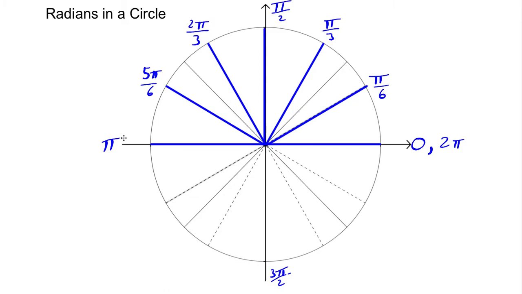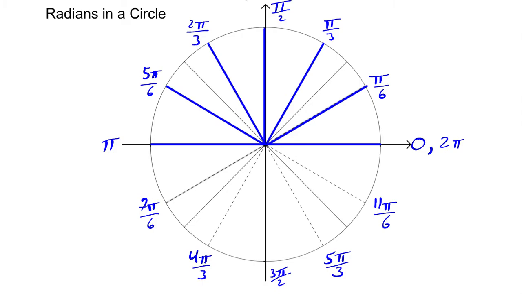Continuing to count by sixths, I get 7 pi over 6, 8 pi over 6, which reduces to 4 pi over 3, 9 pi over 6, which reduces to 3 pi over 2, 10 pi over 6, which reduces to 5 pi over 3, and 11 pi over 6, before finally adding the last pi over 6 to get to 12 pi over 6, or 2 pi.